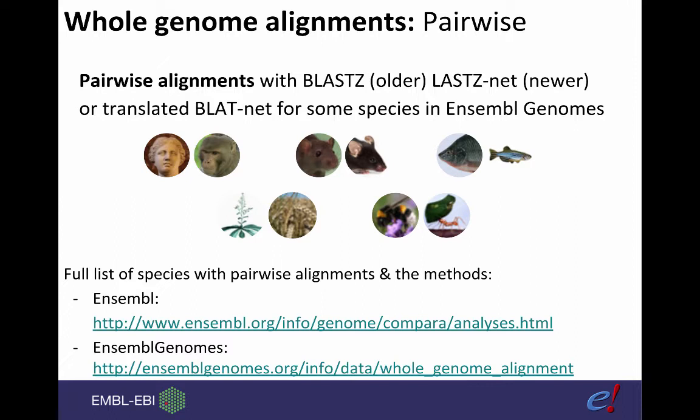We're looking at pairwise alignments here. These are aligned, as I said before, with either BLASTZ, which is a slightly older method, or LASTZ, which is the newer method that we're currently using. You'll see these referred to throughout Ensembl, which is why I mentioned them here. For some species in Ensembl Genomes, particularly the plant species, we're using translated BLAT as a different method, so you may see that referred to there. You can see a full list of species with pairwise alignments and the methods used to generate these alignments at these two links here, which we'll have a look at in the demo.